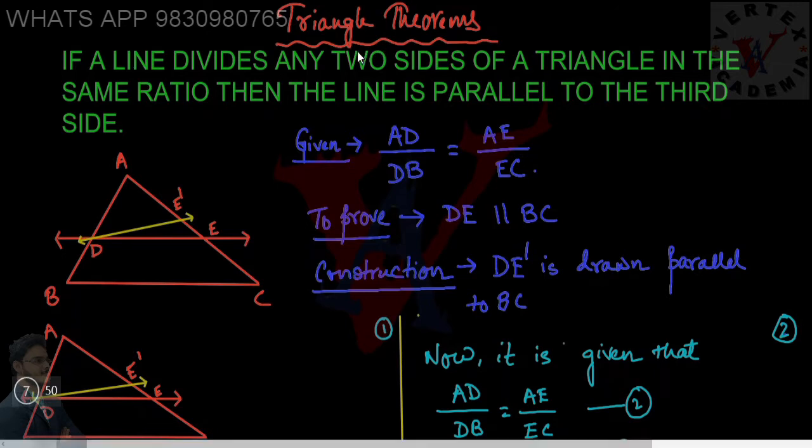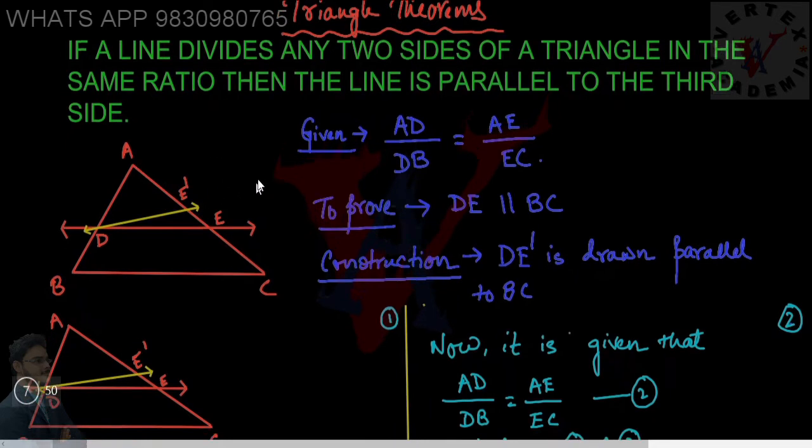Today is another lecture on triangle theorems. So let us see what the theorem says. If a line divides any two sides of a triangle in the same ratio, then the line is parallel to the third side. Okay. So what does the theorem say?